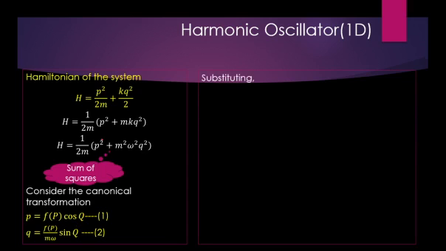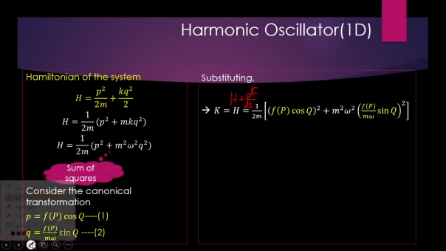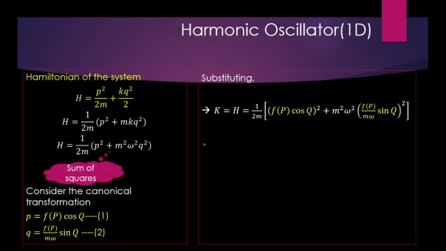Substituting that, you'll get the new Hamiltonian K, which, as we have studied, is H plus dou F by dt. But it is a conservative system, so it is not varying with time. Here also you can see it is not varying with time, so we can consider K the same as the old Hamiltonian. Because it is a conservative system, the Hamiltonian will not change.